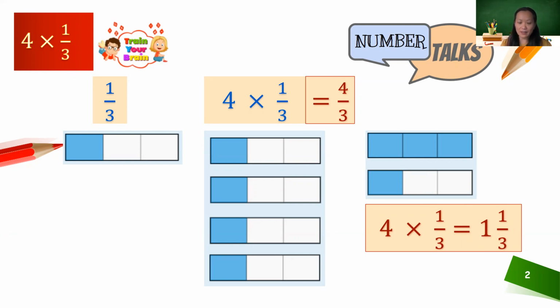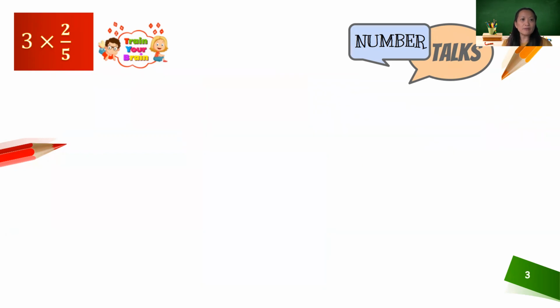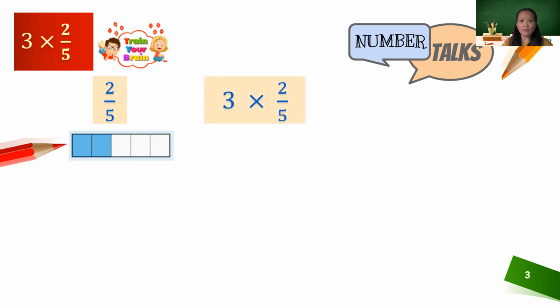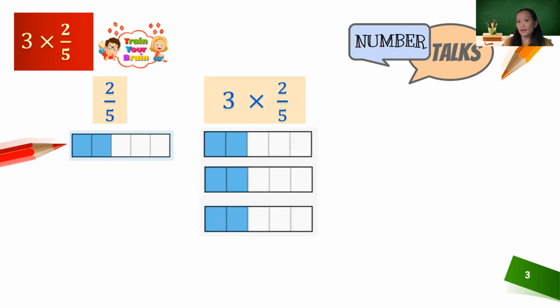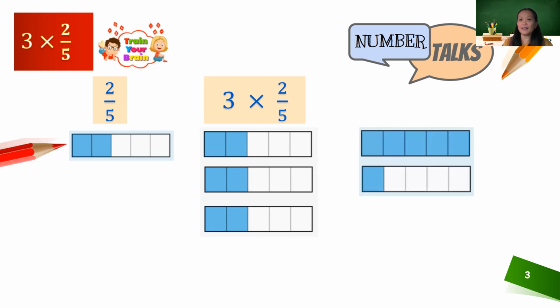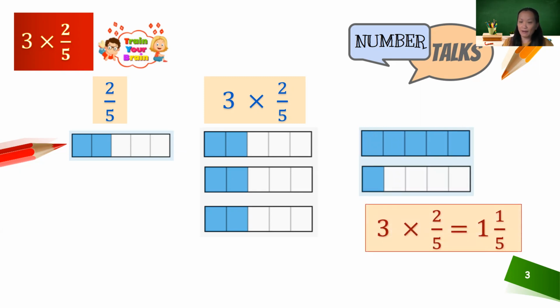Use your number sense. All right, so similarly, 3 times 2/5. Let's visualize 2/5. Two parts out of 5, and then 3 groups of 2/5. That will give you 6/5, right? Or if you fill in the whole part, then you would have 1 1/5. Or you can say 6/5, however you see that.